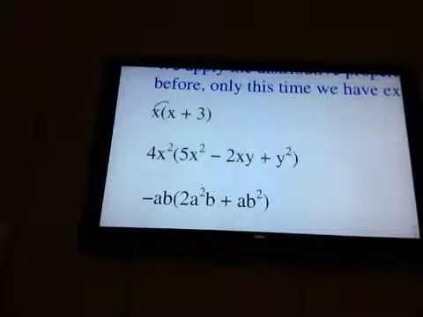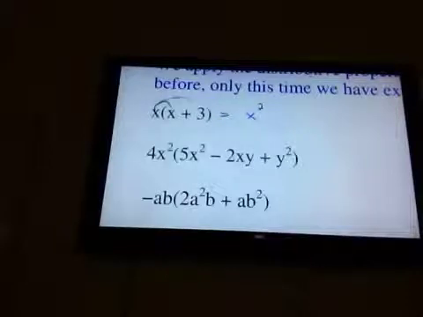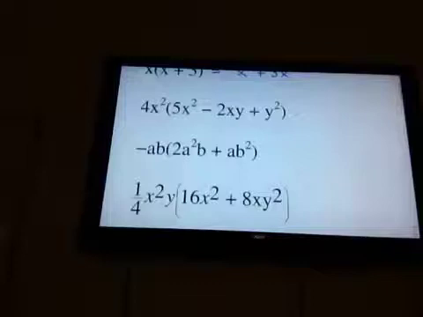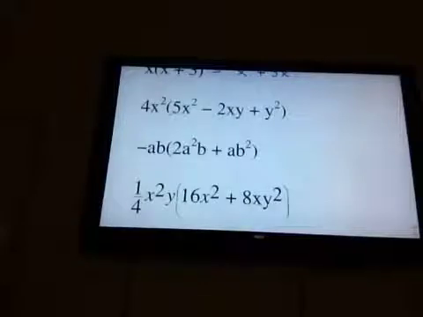So, we start x times x, and you don't have to draw all those little arcs and arrows. X times positive 3, positive 3x. And you're done. There's nothing else to do. Those terms are not alike, so they cannot be combined together. Four x squared times 5x squared, 20x to the 4th power. Add the exponents when you are multiplying.